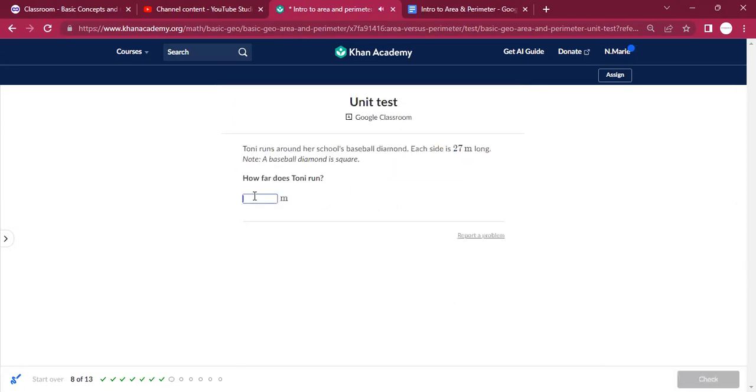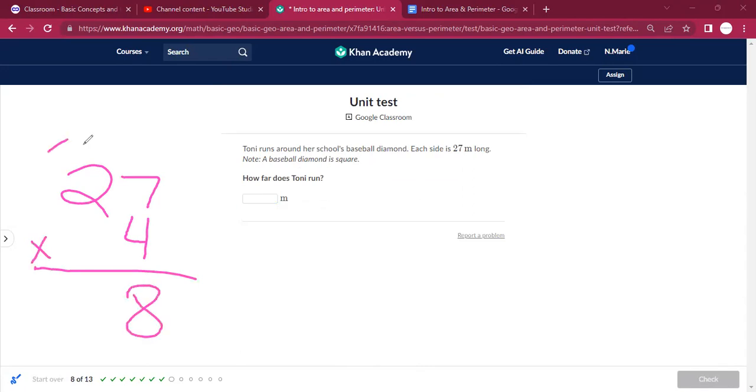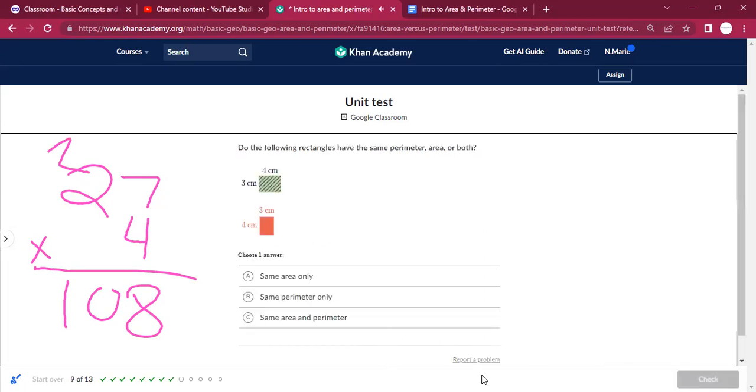Tori runs around her school. Each side is 27 meters long. It's shaped as a diamond, so 27 times 4. Well, let's do the math by hand. I don't have my calculator, so it's okay. Good practice. 27 times 4: 4 times 7 is 28, write 8 and carry 2. 4 times 2 is 8, plus 2 is 10. 108. That is 108 meters. That is how long it would be.